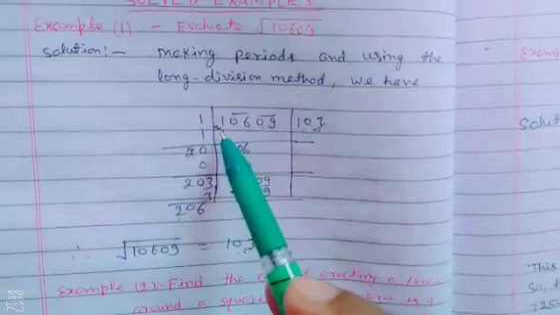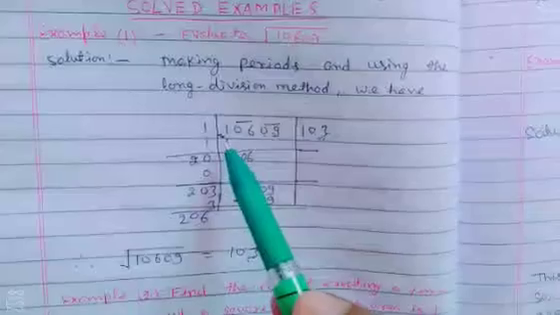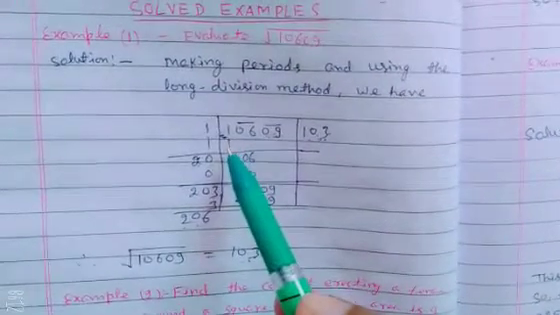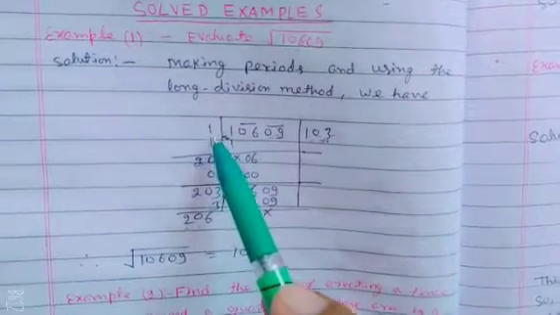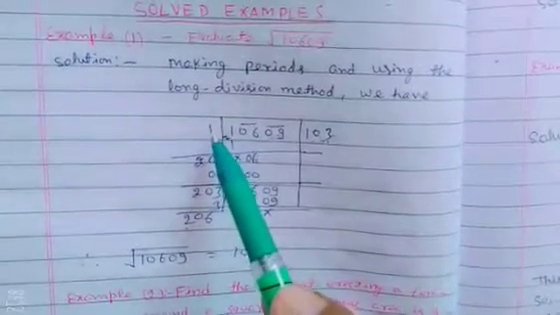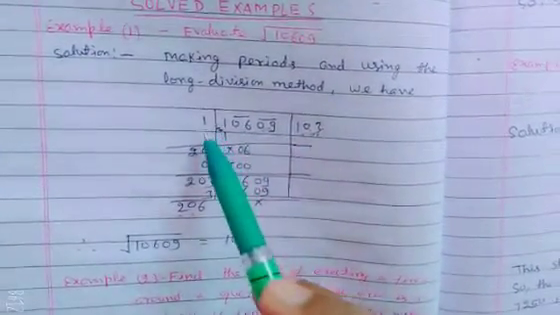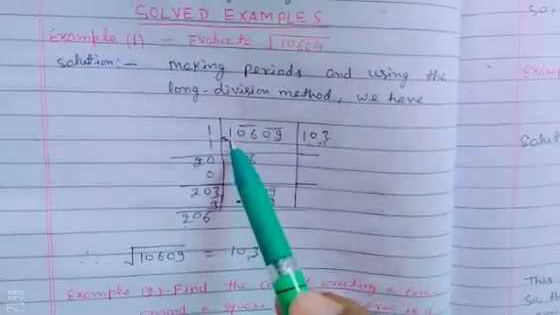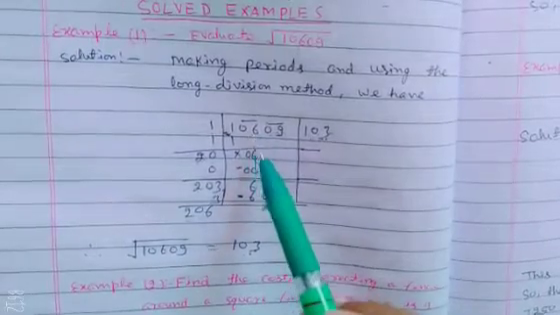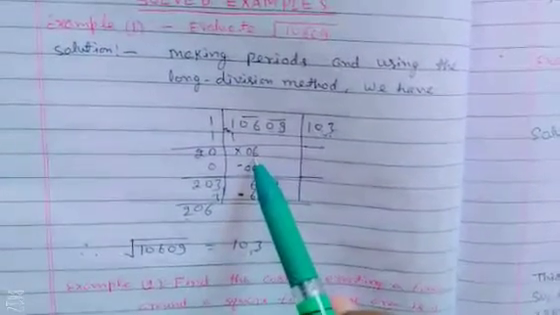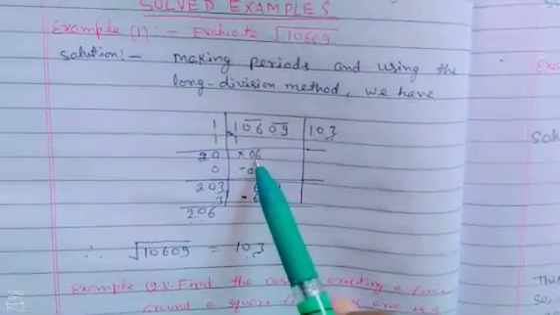Now think of a number whose square is either equal to 1 or less than 1. My suitable number is 1. 1 is considered as the divisor and also the quotient. 1 times 1 is 1. Now subtract 1 from 1. Now bring down 06. 06 is the new dividend.